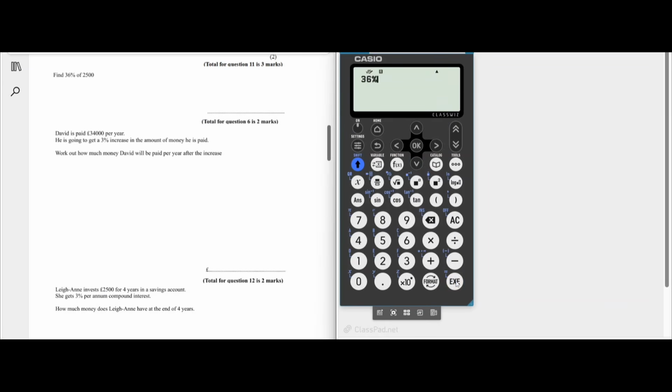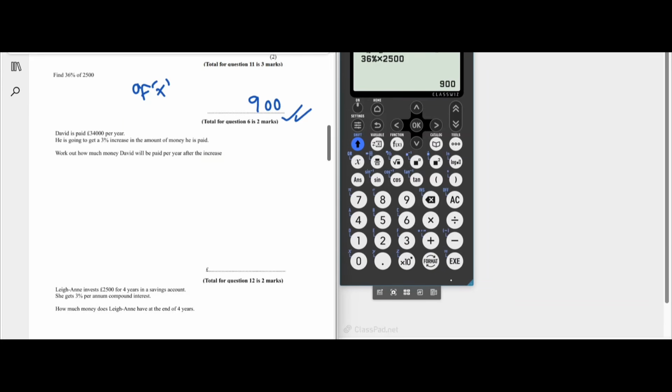So there's 36%. Of in maths means multiply. So if you ever see of, so if you're doing a fraction of an amount or you're doing a percentage of an amount, of is the same as multiply. So 36% of 2,500. I just click that in. There we have it, 900 is our answer. Again, no working out required, 2 marks there.